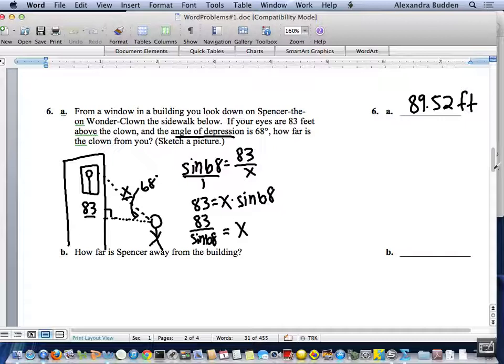B. How far is Spencer away from the building? So now we're looking for this distance, how far Spencer is from the building. Use the 83 and the 68 degrees in the y, and please solve for y. When you have finished, come back and we'll go over it together.